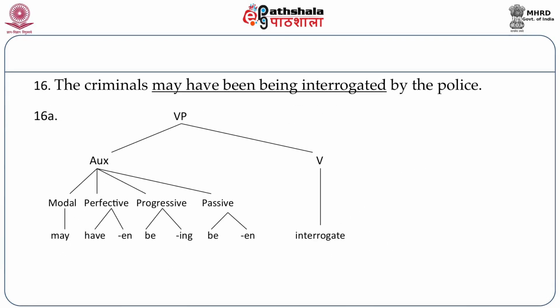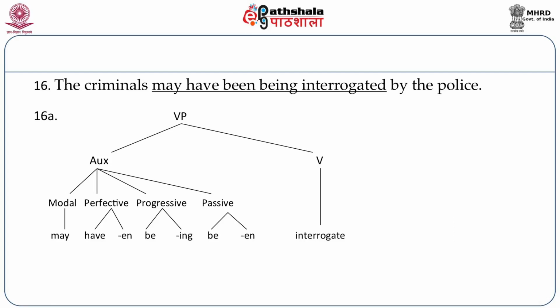Now look at 16. This is an interesting example, because in this sentence we have a verb phrase in which we have all types of auxiliaries. Generally we don't get all types of auxiliaries in a verb phrase, but it's possible to do that, and that is why we have given this example.